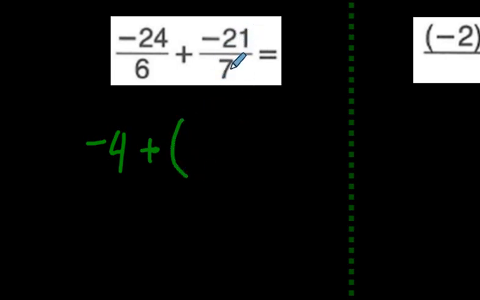What's 21 divided by 7? Well, if you know your times tables, you know the answer is 3. Is that a positive 3 or a negative 3? Well, negative and a positive, that'll give us a negative. So what's the final answer here? What's negative 4 plus negative 3?